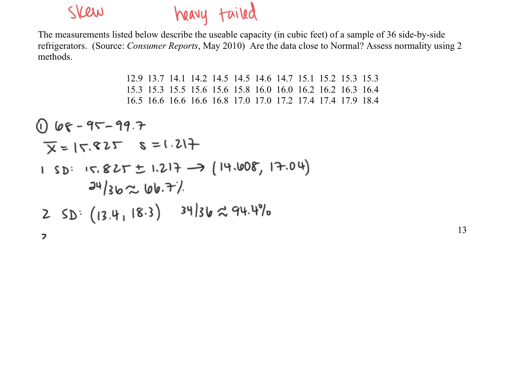So then lastly, if I do 3 standard deviations, the interval is 12.17 comma 19.48, which is all of the data. So then you're just asking yourself, are these numbers, the 66.7, 94.4, and 100, close enough to 68, 95, 99.7? We're going to say yes. So yes, the data is approximately normal.